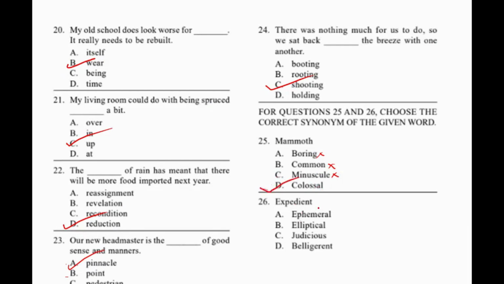So this is our correct answer. Next, expedient. What do you mean by expedient? It's like helping somebody, but which is not acceptable, which is not morally supported. Okay, that is called expedient. Ephemeral means short-lived. No, this has no connection with this word. Elliptical, no, it's not about shape. Judicious. Judicious is one who makes good judgments, which is acceptable by others. Okay, so this can be. Now let's see the next one. Belligerent. What do you mean by belligerent? It means arrogant. Okay, so this is not the correct one. So the correct answer here is judicious.